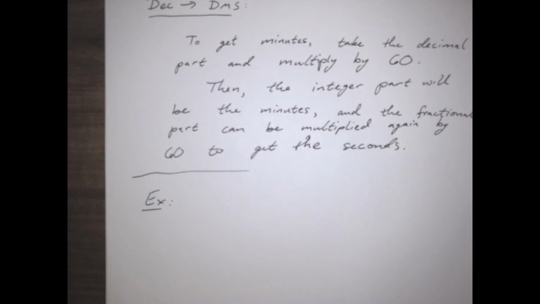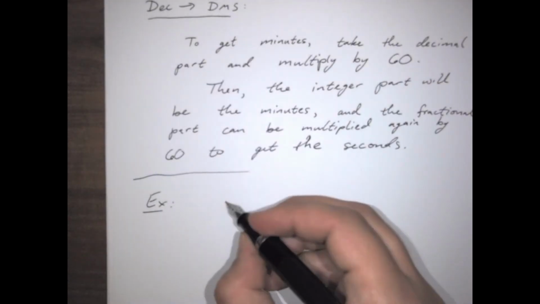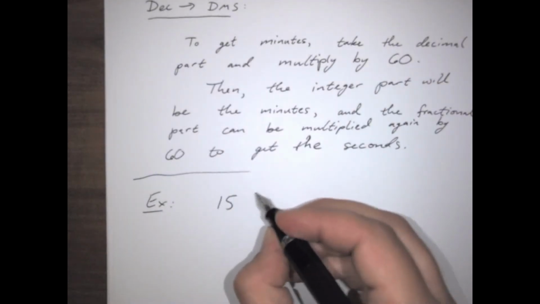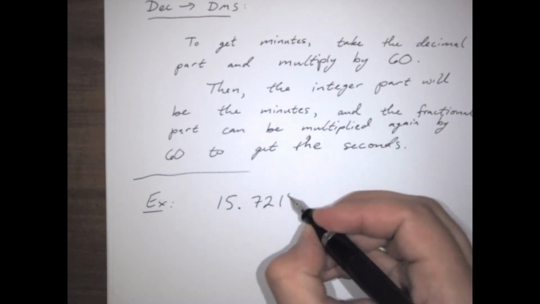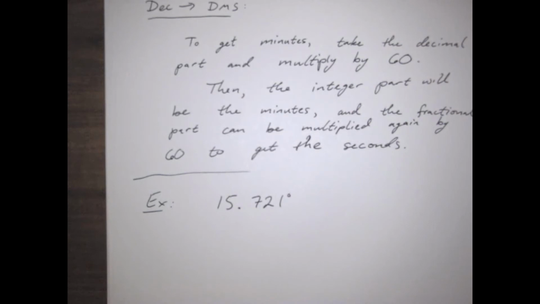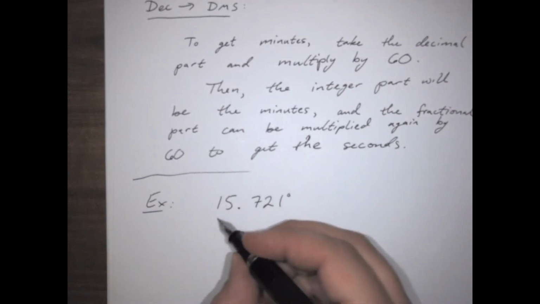So let's just make up an angle here. Let's say 15.721 degrees. That looks like the kind of degree you might come up with while you were out in the surveying field calculating away. Oh, but the equipment you're using requires it to be calibrated in terms of the minutes and seconds. Okay, well, let's just see how that works.